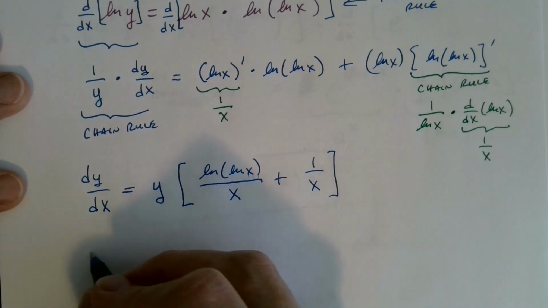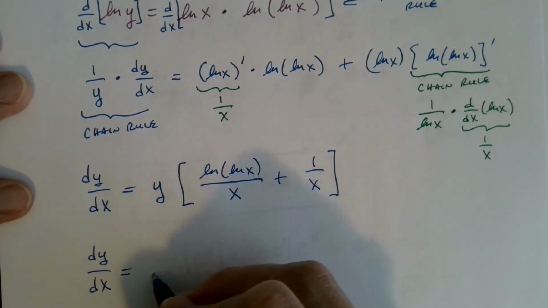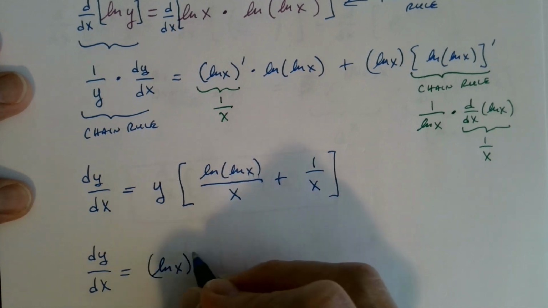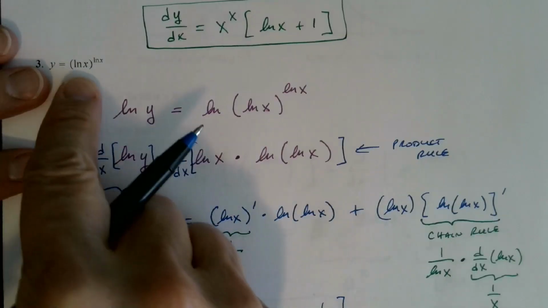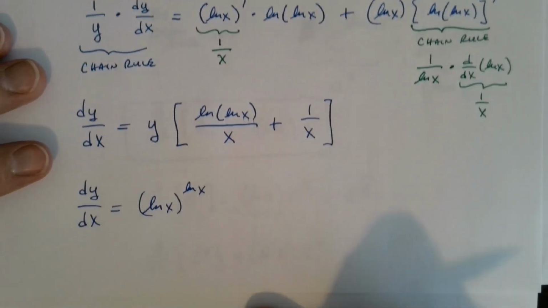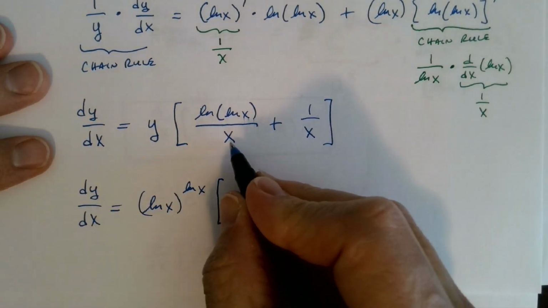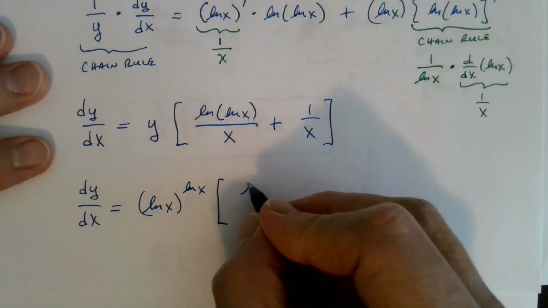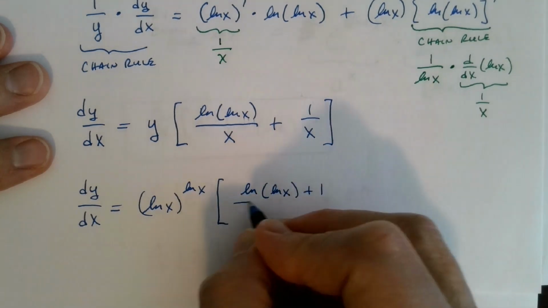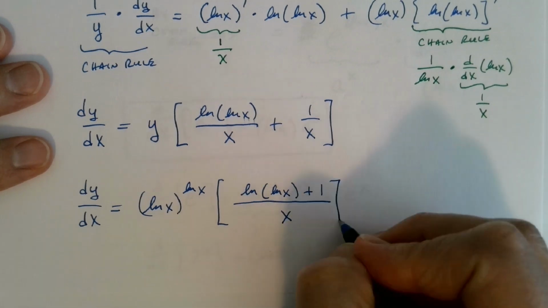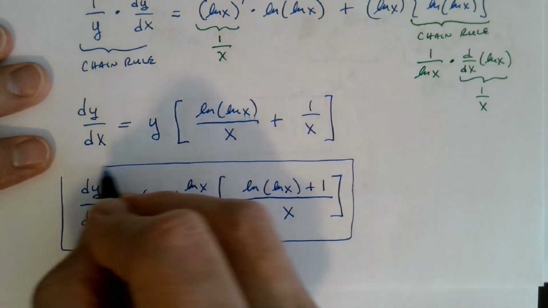And then I can write this finally in terms of x only. Remember the original function y was the natural log of x raised to the natural log of x power. So that was the original function y up here. I just replaced y with its original expression in terms of x. And then over here, since I have a common denominator, I'm tempted to add these fractions together so that I can write it a little more compactly, all over the common denominator of x. So there is my derivative.